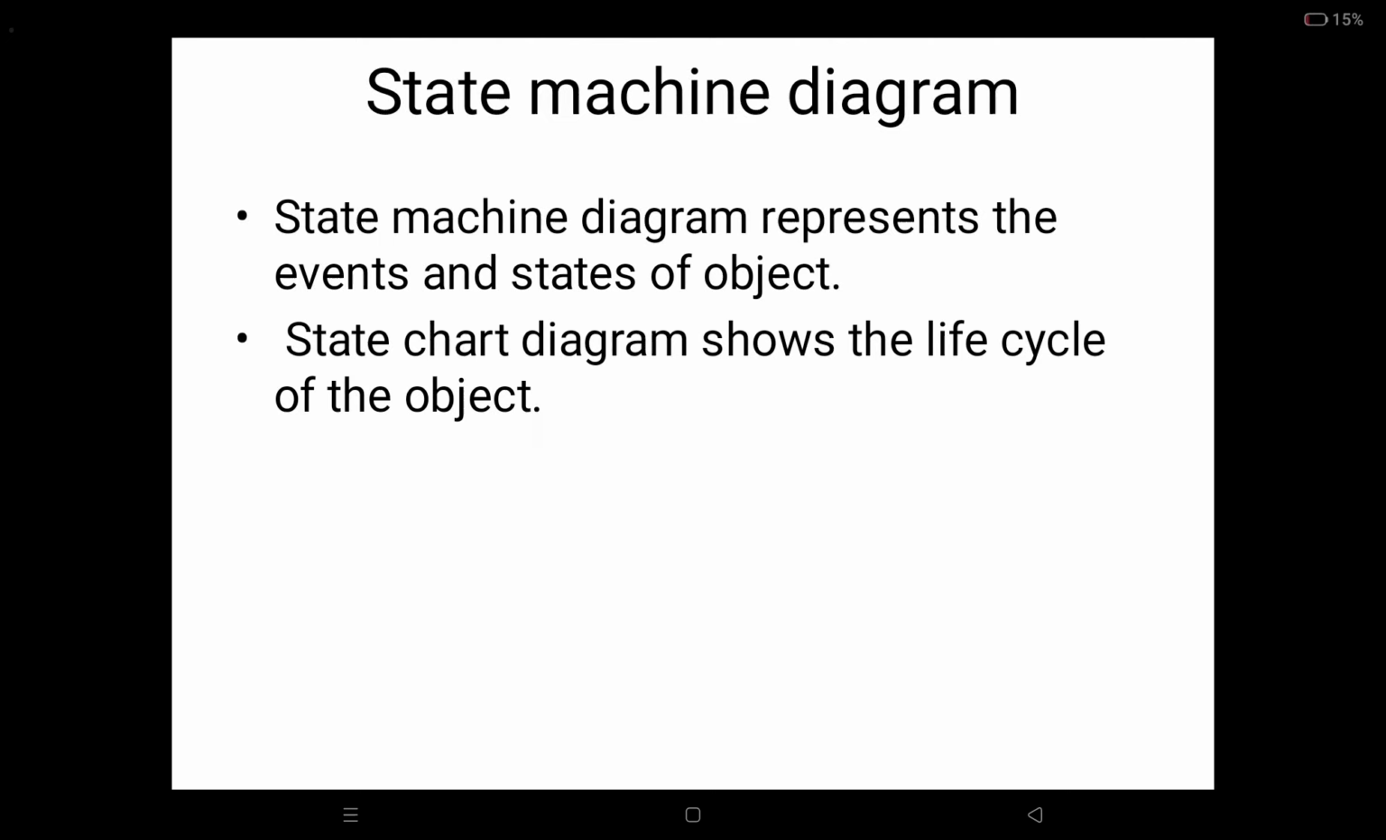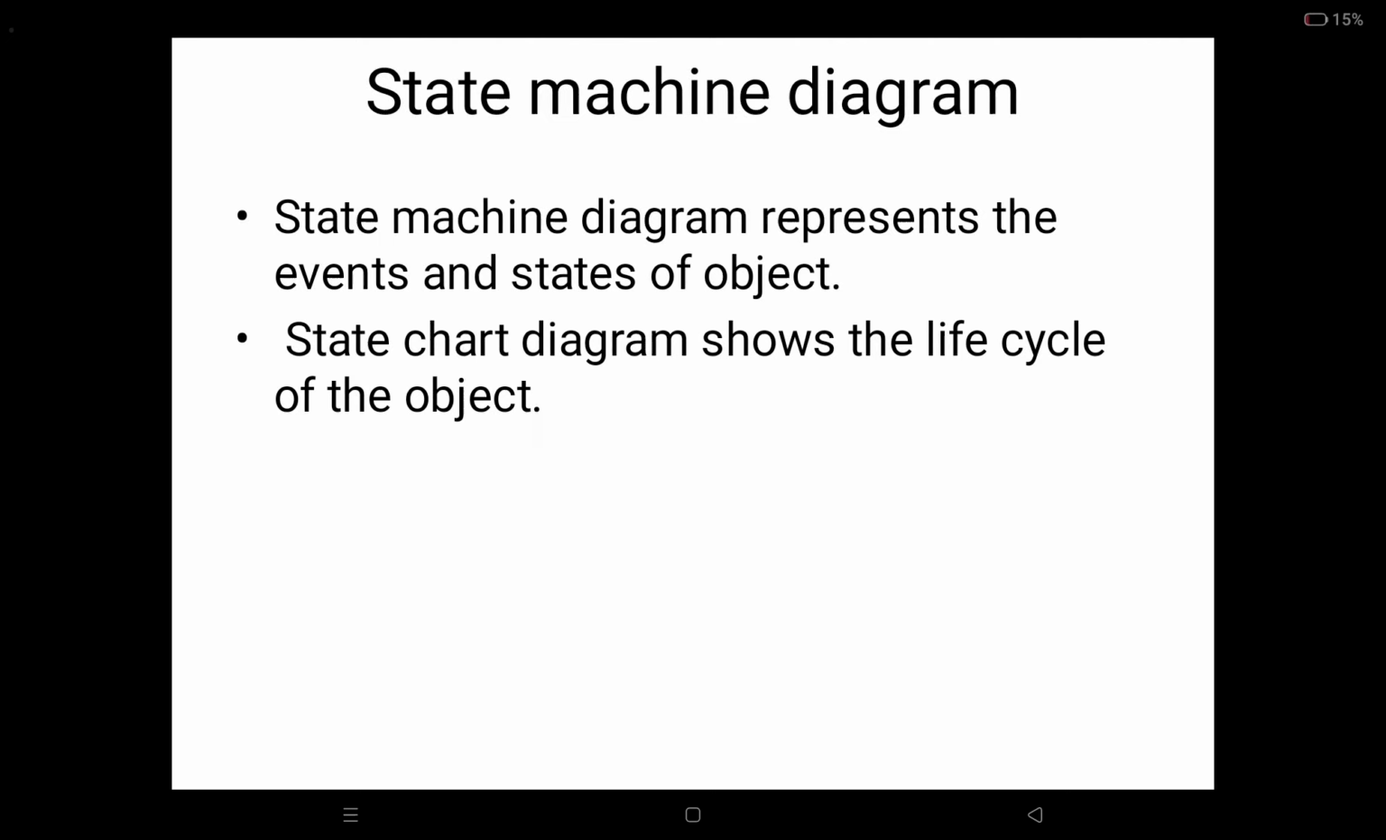Okay, a state machine diagram represents only the event and state of the object. What is an event? The action performed is called the event. What is the state? The condition of the object is called the state. What is the current condition of the object? That is called the state of the object. So the state machine diagram, or state machine model, represents the event and state of the object.